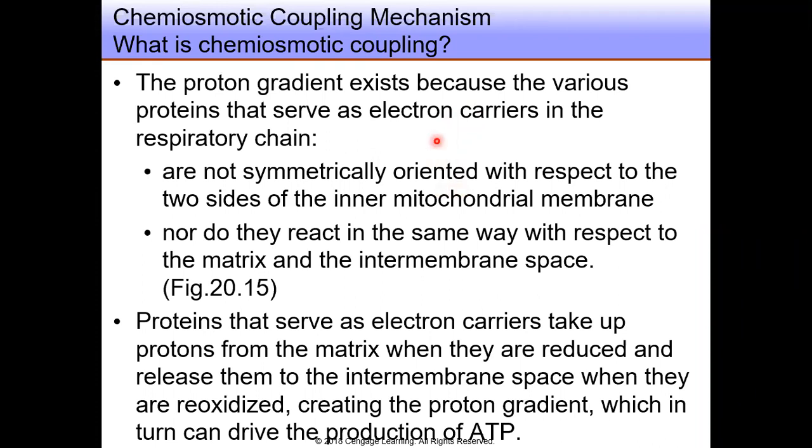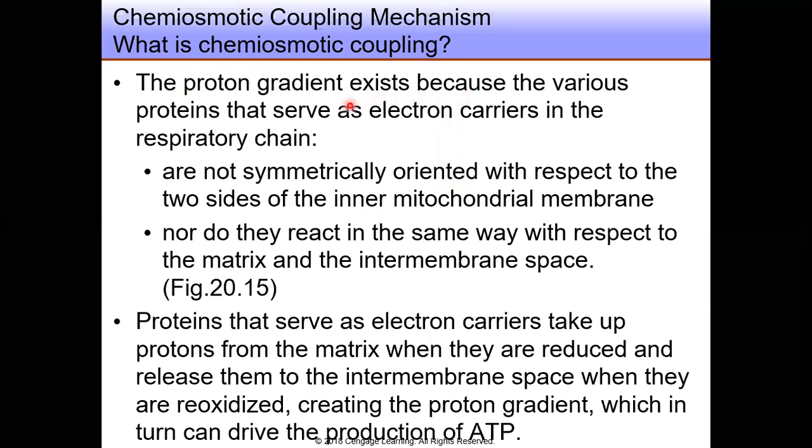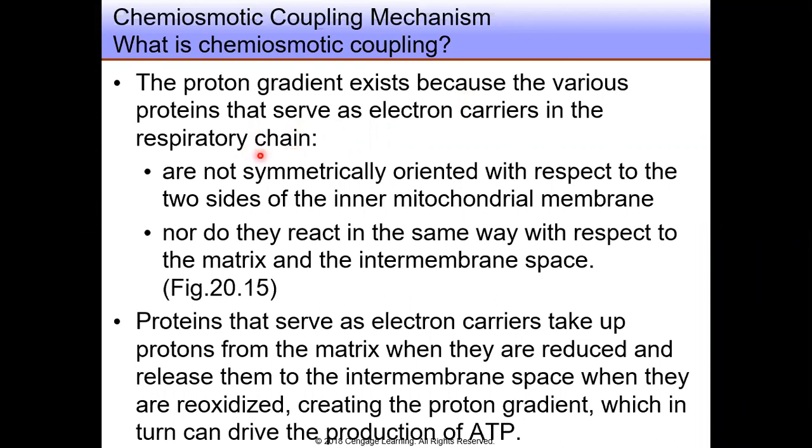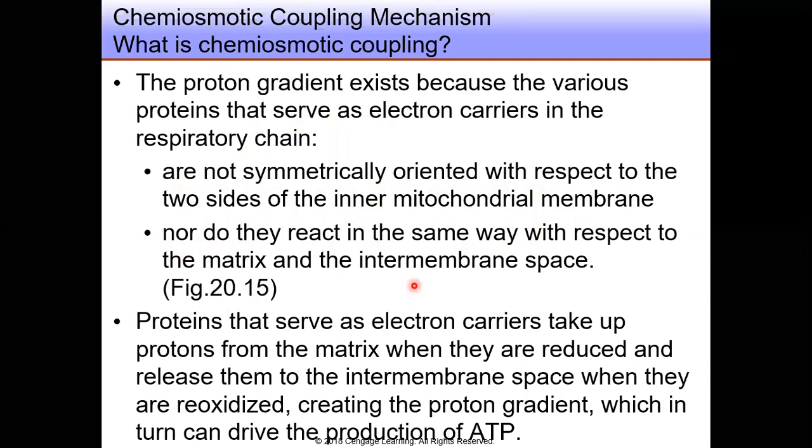and is the most important issue. Now, the proton gradient exists because the various proteins that serve as electron carriers in the respiratory chain, these 4 membrane-bound complexes, have two properties. First, they are not symmetrically oriented with respect to the two sides of the inner mitochondrial membrane. And second, nor do they react in the same way with respect to the matrix and the intermembrane space.